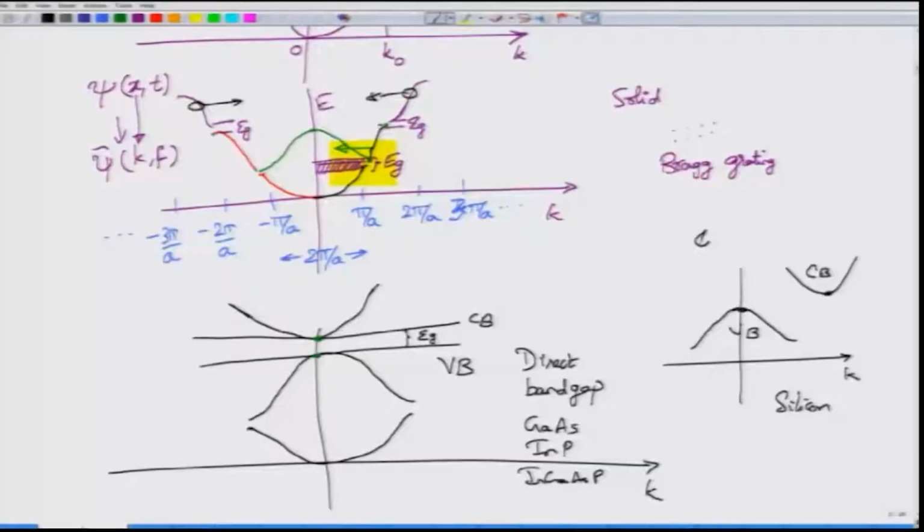This is called an indirect band gap material because the conduction band sits here and the valence band sits here. Why is this very important? It is important because here are all the electrons which are sitting up there, and here are all the holes which are sitting. It is possible for these electrons to make a transition from the conduction band to the valence band, thereby generating a photon.